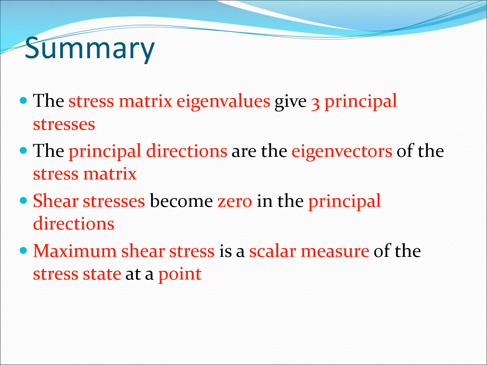So let's summarize today's lecture here. You can see that the stress matrix eigenvalues give us the three principal stresses. So there was a 3 by 3 matrix, and so I got three eigenvalues there, and from there I got three principal stresses. Now the principal directions are the eigenvectors of the stress matrix. The shear stresses became zero in the principal direction, so we clearly saw that there are only three principal stresses, and the shear stresses corresponding to that particular directionality are all zero, and the maximum shear stress is obtained from the principal stresses. This is a scalar measure of the stress state at one point.